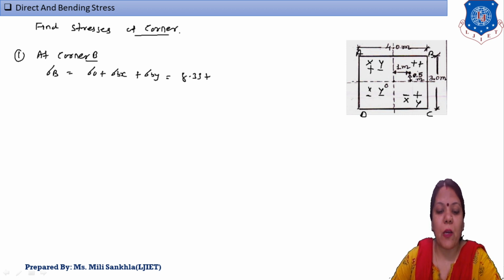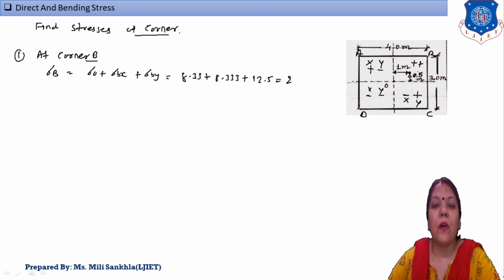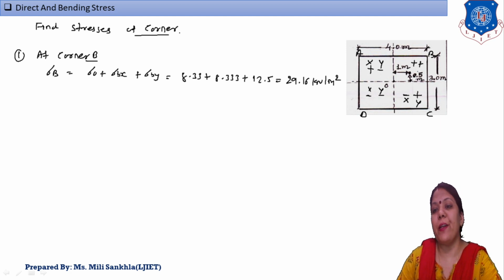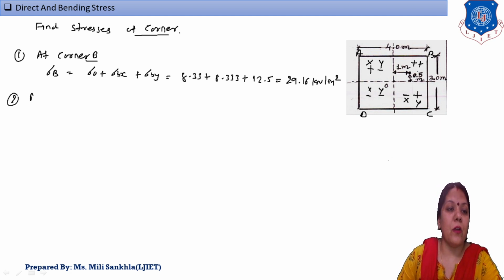Sigma Bx is again 8.33, plus sigma By is equal to 12.5, and my answer is equal to 29.16 kilonewton per meter square. Now we find out corner C. Right here at corner C, sigma C is equal to direct stress.